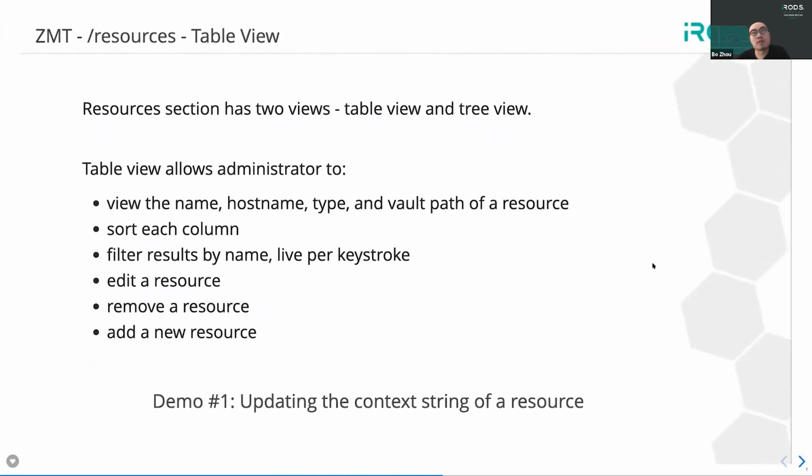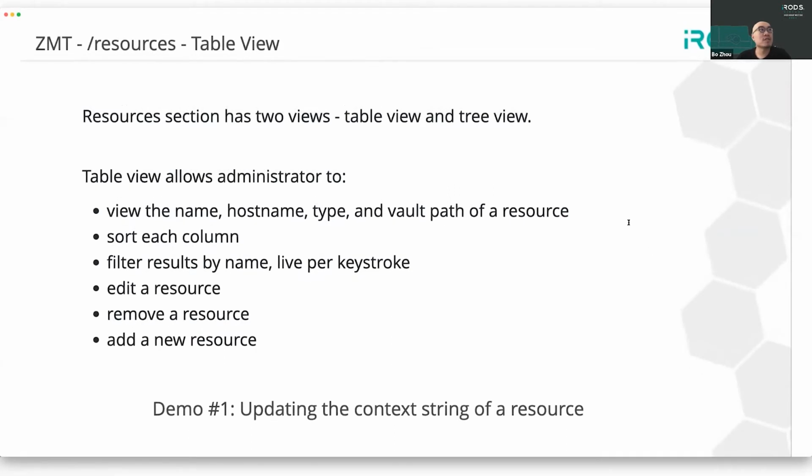And also after the servers, we wanted our users to take control and manage our resources. So we have built two different resources views. So the first is the table view, similar to the previous server view. You can view the resource name, host name, type, and vault path, and you can sort each column. Another thing that you can do is filter those results. You can just type in the input bar, and those results will be updated. And you can also remove or add new resources. So let's have a quick demo and see how it works.